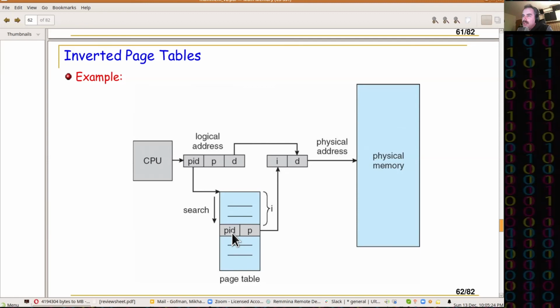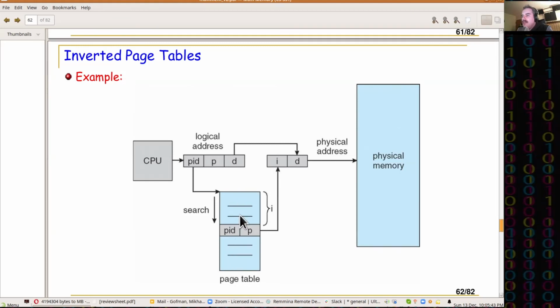So unlike with traditional page tables where there is a separate page table for every process, in the case of the inverted page table, there is a single page table for the entire system. It stores the mappings for all of the processes on the system.